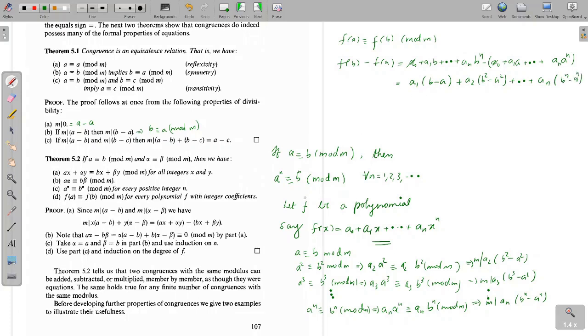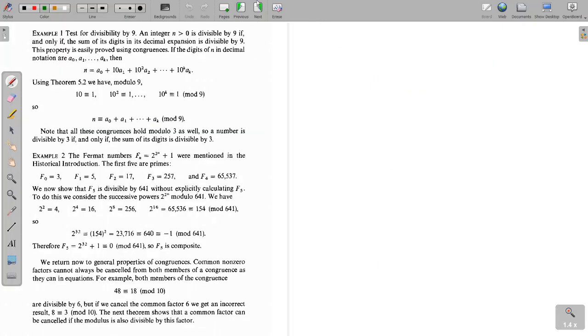From these equations, we have a is congruent to b mod M. From this, you can say that b minus a is a multiple of M, and M divides this quantity. That means this is also a multiple of M, and all these quantities are multiples of M. So M divides f of b minus f of a. Consequently, f of a is congruent to f of b mod M. So if a is congruent to b, then every polynomial satisfies this condition, f of a congruent to f of b mod M.